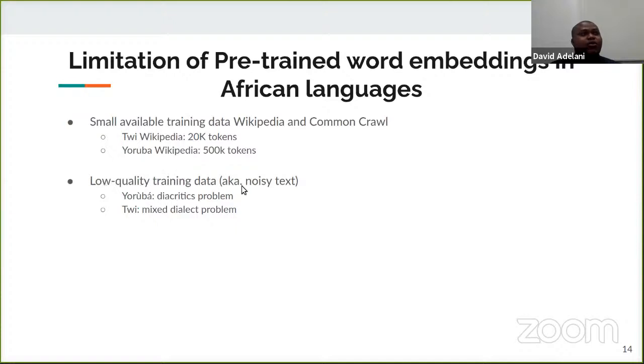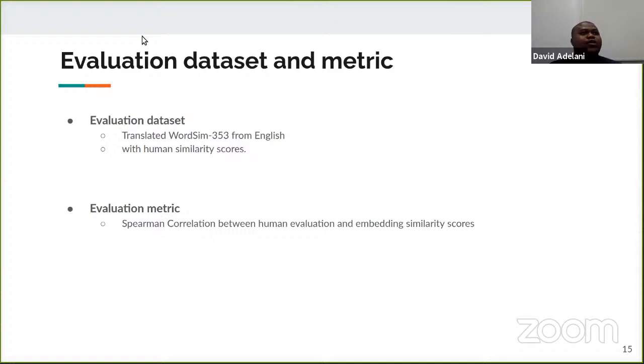Another problem is the low quality training data. Oftentimes it is very noisy, we call it noisy text. So Yoruba has the diacritics problem, Twi has this mixed dialect problem. And another thing is that when all these models were trained, there was no evaluation on low resource languages. They evaluated on English mostly. And for example, fastText is probably evaluated on some of the European languages, but still there is no evaluation on African languages. So we created an evaluation data set.